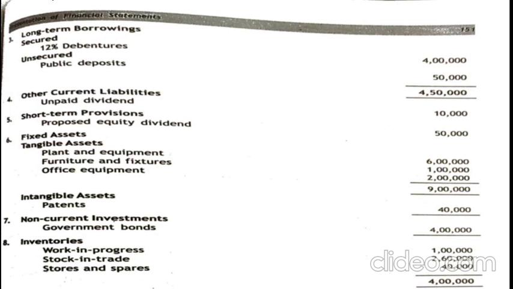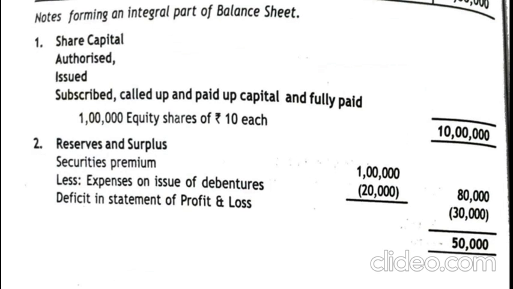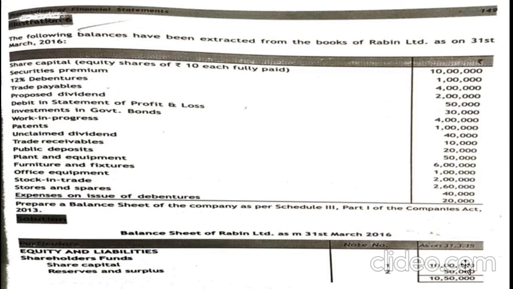So now we have classified it based on the schedule. We will be arranging it in your balance sheet. So according to your balance sheet of Rabin Limited as on 31st March 2016, equity and liability under shareholders' funds, share capital and reserves and surplus. So share capital is 10 lakh, and reserves and surplus that you have gained from calculation number 2 is 50,000. So we will be considering 50,000. So the total equity and liability is 10 lakh 50,000.